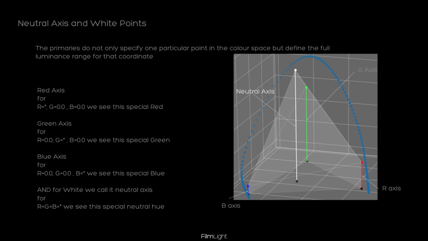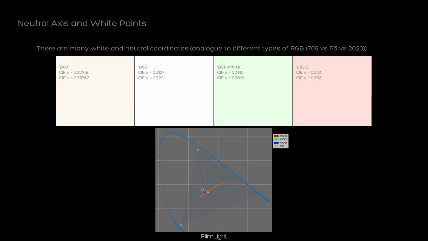As you might see here, there are many different white points and neutral axes for different types of displays. Here I have plotted the most common ones together with the thermal locus. Also, I made some color patches with the correct hue, assuming you watch this video on an sRGB display with a D65 neutral axis. In cinema, most common is the D60 white point or neutral axis.